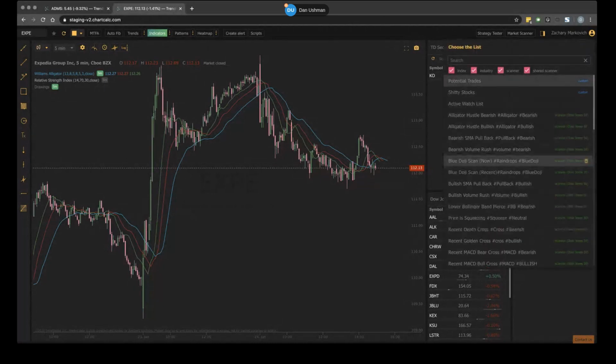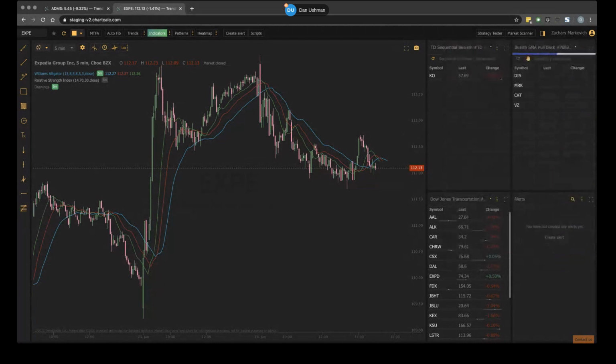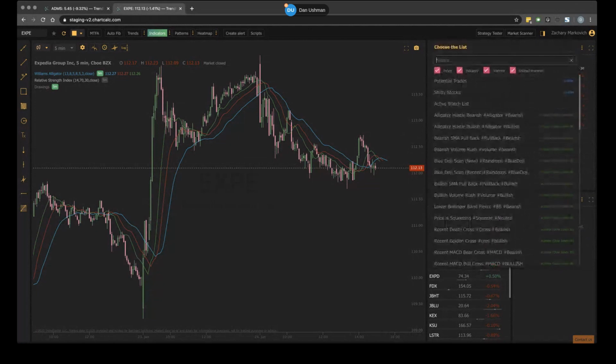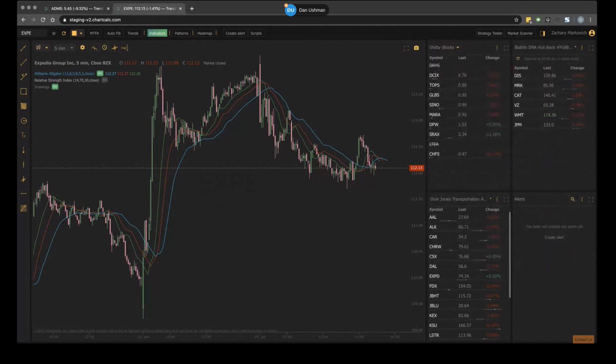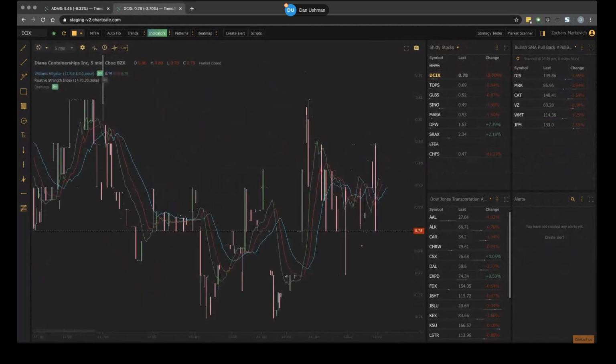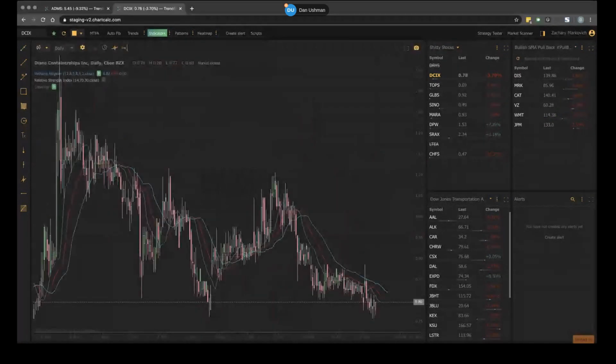But again, it's super cool. You can just pick whatever scans you want, pull them up as watch lists. You can mix that with your own watch list. Like, here's a watch list I created called Shitty Stocks, right? You can have a watch list generated by a scanner. You can have a watch list generated by an index, your alerts, and you can have any combination of this that you can dream up, on your screens at one time. So I'm really excited to show you guys that.